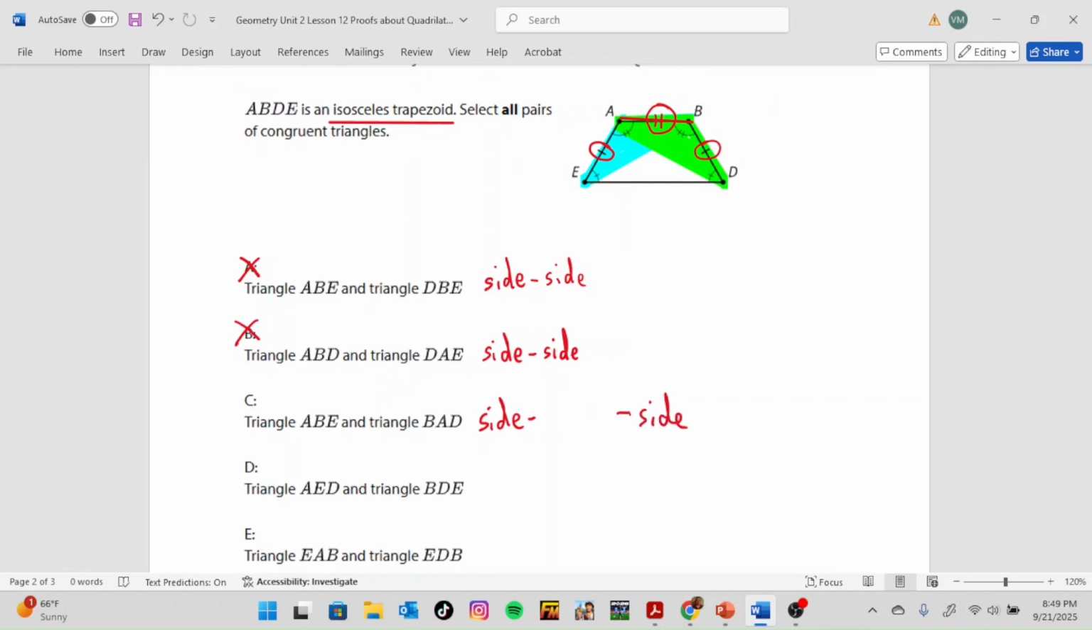And now, if you look on the blue triangle, the angle between the sides, angle A here, was marked with 2 tick marks. And on the green triangle, the angle between the sides we have, this angle B, was also marked with 2 tick marks. So in fact, the angle between the sides is also congruent. We now have side, angle, side, and that is enough to prove that those two triangles are congruent.